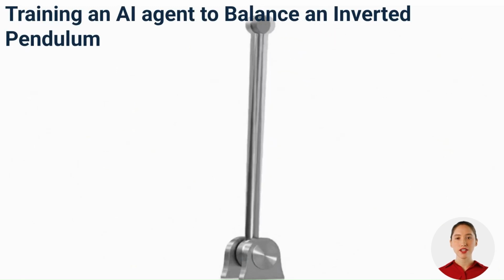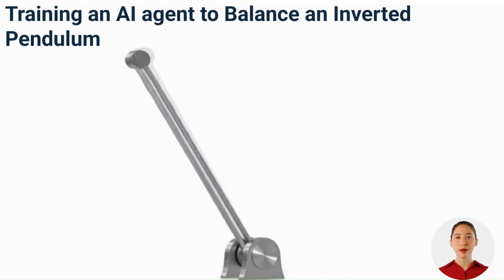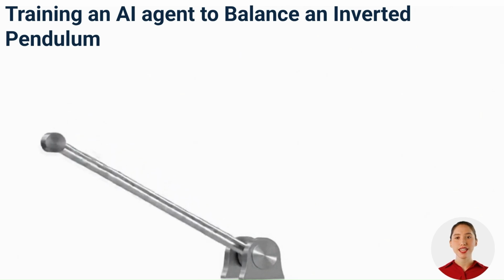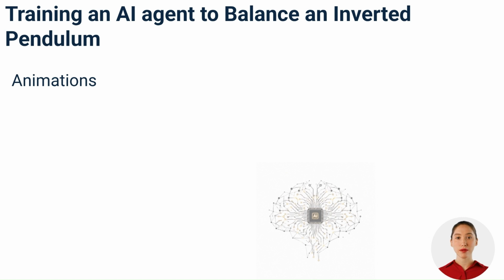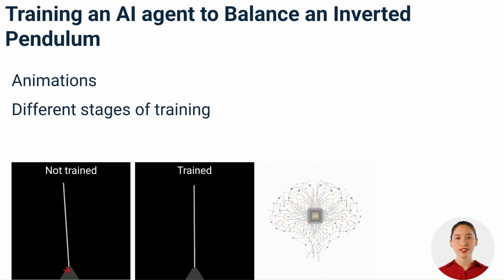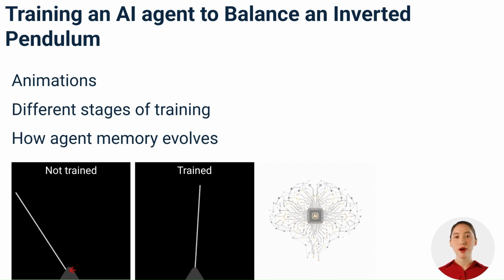In this video, an artificial agent learns to balance an inverted pendulum. What makes this video unique is that you do not just see a balanced pendulum, you also see inside the agent's mind. Through animations, you can follow the pendulum motion at different stages of training and how the agent's internal memory evolves over time, showing how it learns which actions to take to prevent the pendulum from falling.